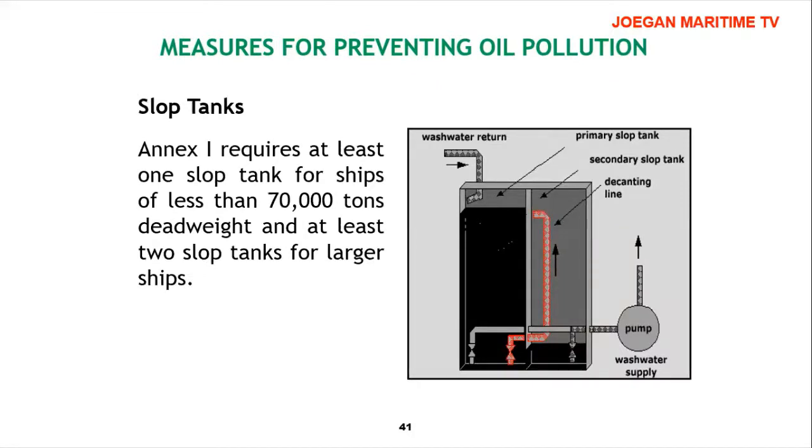Slop tanks. Annex 1 requires at least one slop tank for ships of less than 70,000 tons deadweight and at least two slop tanks for larger ships.